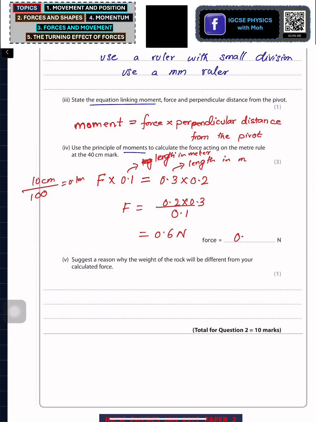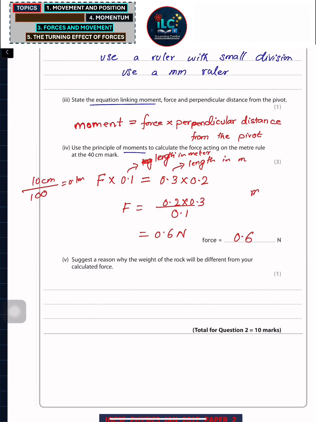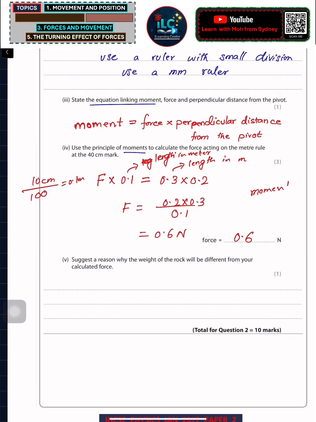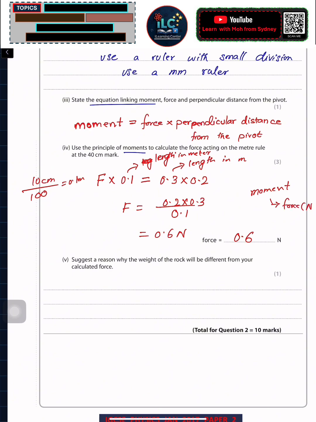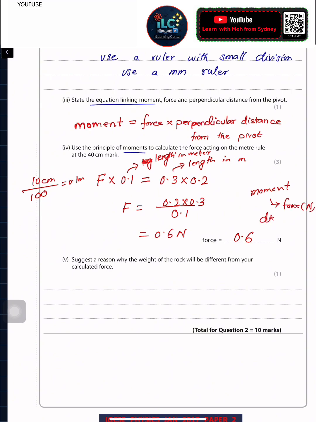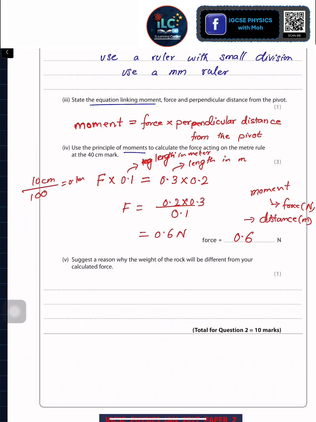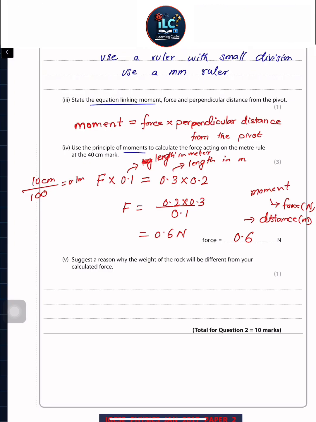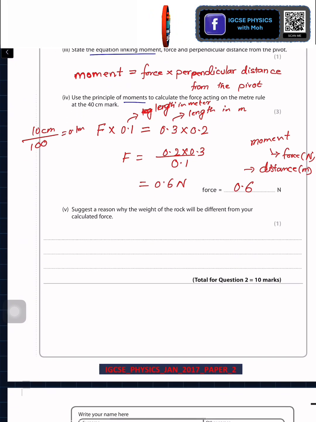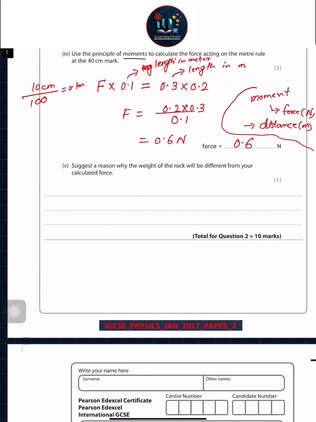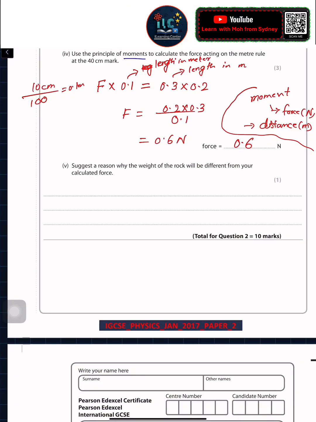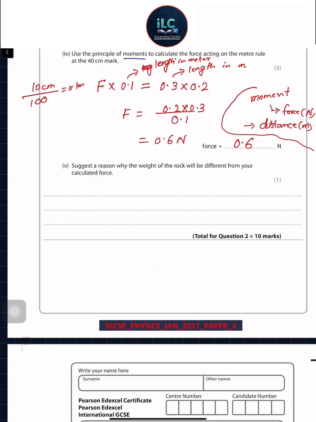So this is important to remember when you're talking about moments. Your force should be in newtons, and distance should be in meters. We could have skipped it here because both of them were in centimeters, but it's better to practice it. You don't know if in the exam they will ask you to find the distance, so you have to convert it or use other units.